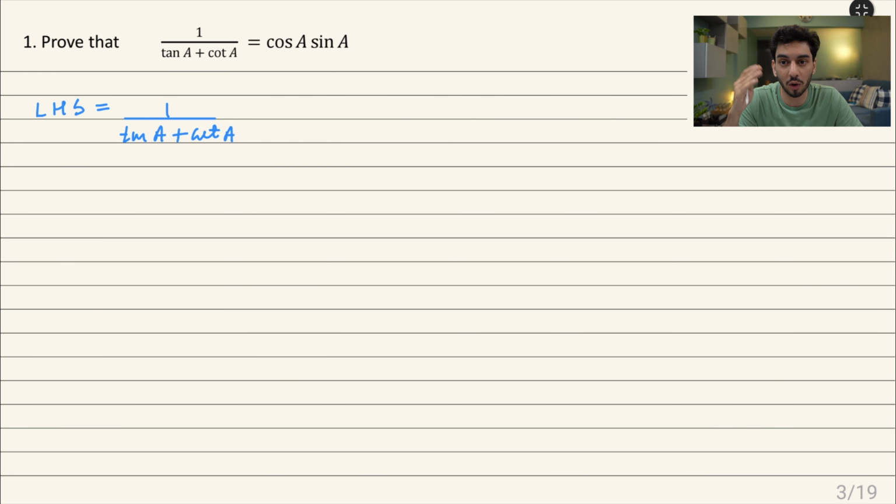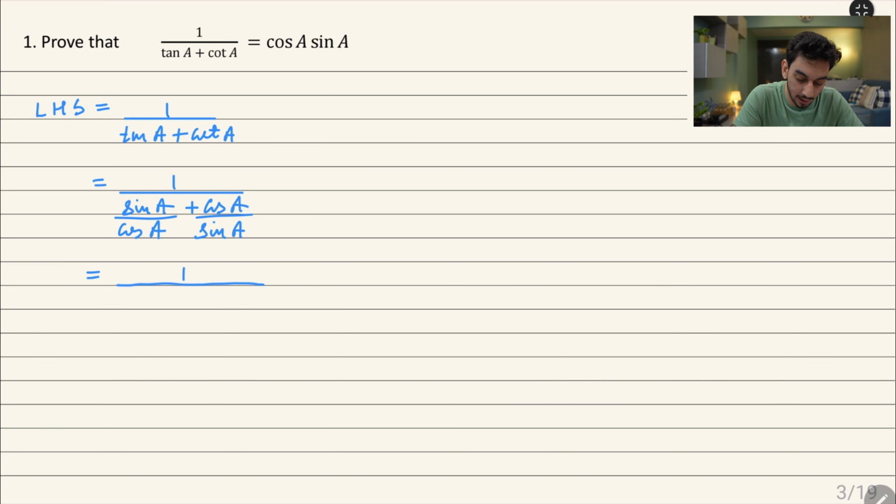So the last step is to convert everything to sin and cos. Which means I can write 1 upon tan A becomes sin A upon cos A, plus cot A becomes cos A upon sin A. Now in the denominator I can cross multiply, and sin A times sin A becomes sin² A, plus cos A times cos A becomes cos² A, and the two denominators get multiplied with each other, so it becomes sin A times cos A.